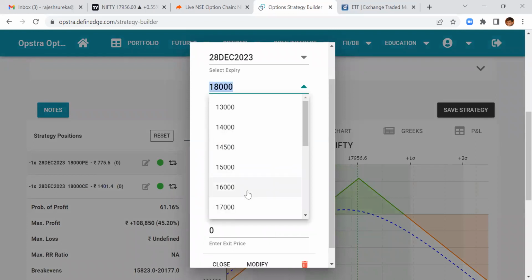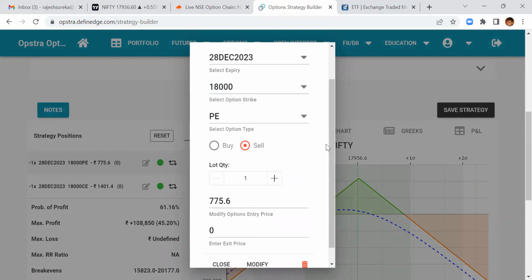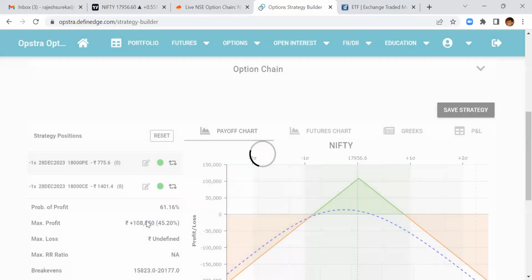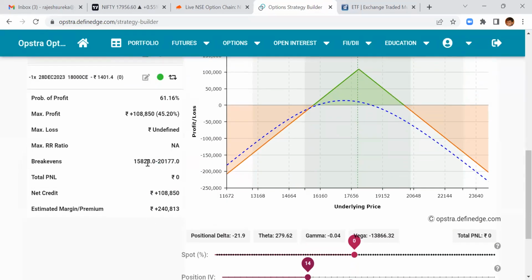मैंने 18,000 ही लिया था, मैंने 18,000 ही लिया था. 18,000 आपने मार्केट लिया था और उसमें ऊपर आपने I think 16,500 और वो तो मैंने ब्रेक इवन कैलकुलेट किया था. ब्रेक इवन कैसे कैलकुलेट होता है मैं आपको दिखाता हूँ. तो आई कैलकुलेटेड द ब्रेक इवन. सो इस ट्रेड में आपका ब्रेक इवन है 15,823, 20,177.